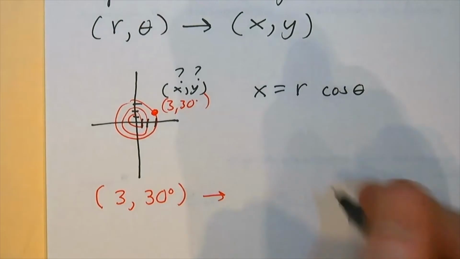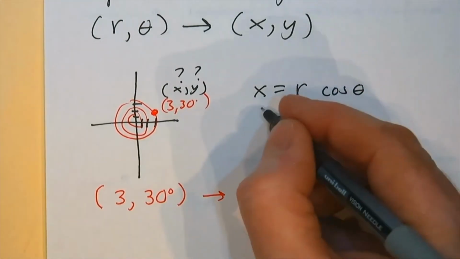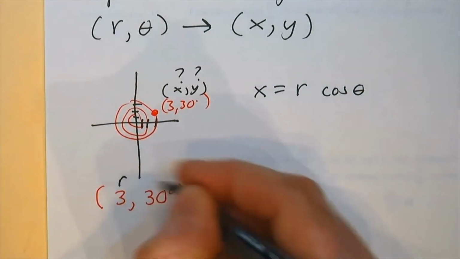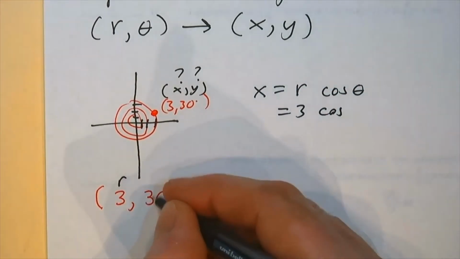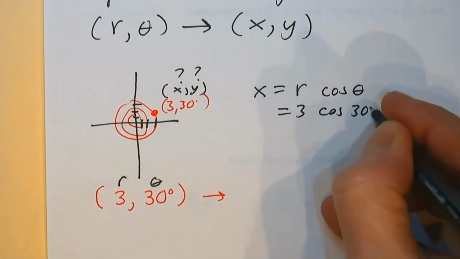Okay, so what do we do? Well, to find x, we're going to take r, which is 3, and we'll do the cosine of the angle, which is 30.